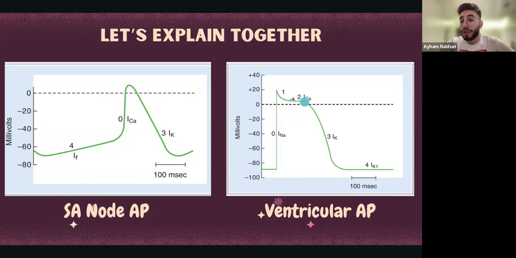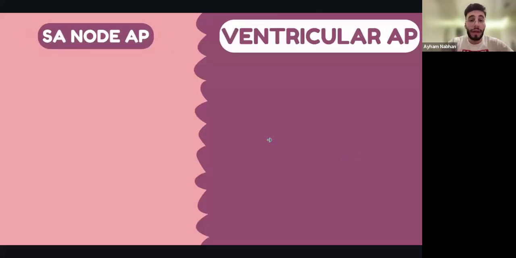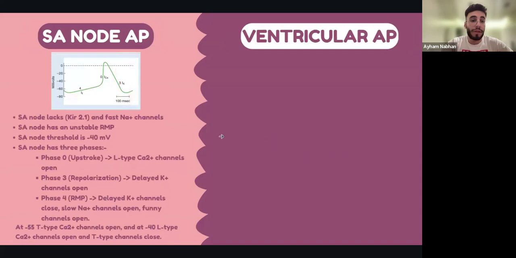Then we have phase 2, the plateau phase, where we have the calcium channels, but here in the ventricle, we have the L type. That's it for phase 2. Of course, the transient channels close. Then in phase 3, these calcium channels close, but the delayed potassium channels open, and that leads to rapid repolarization until it reaches the resting membrane potential again. So that's the explanation, and here's the transcription of what I said.